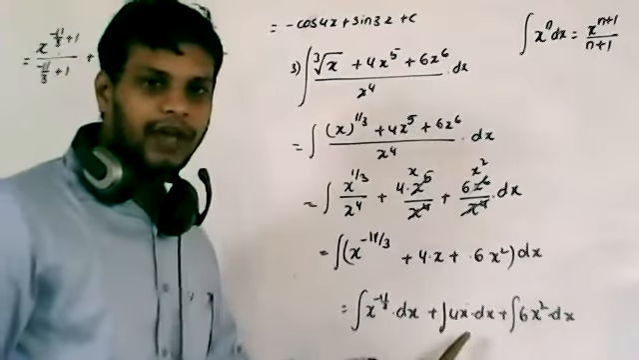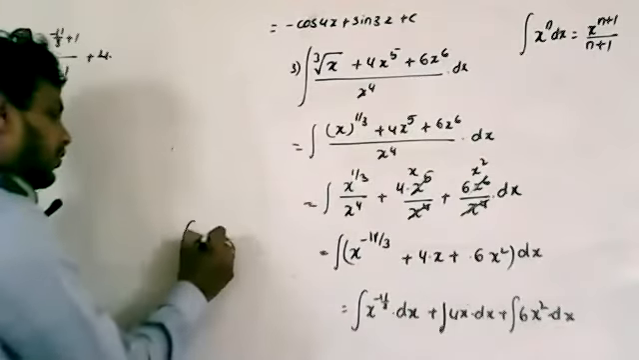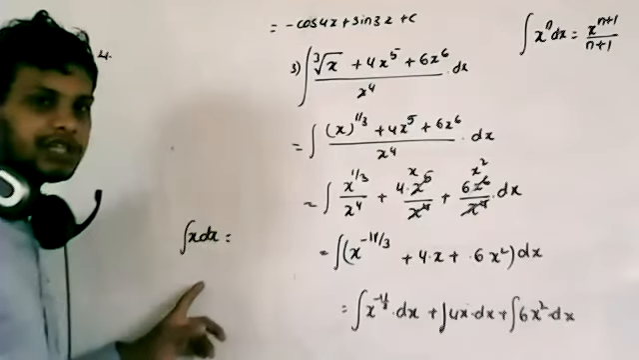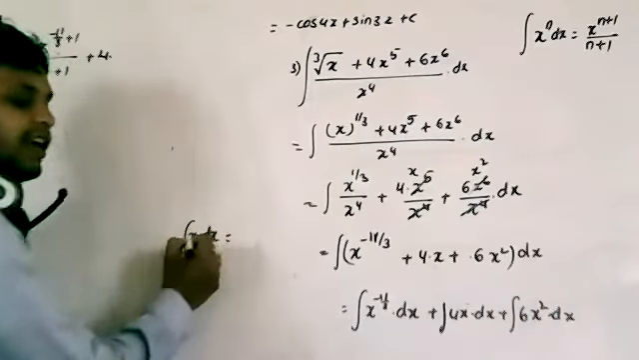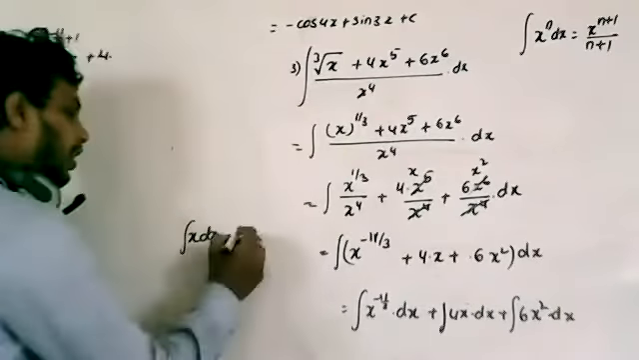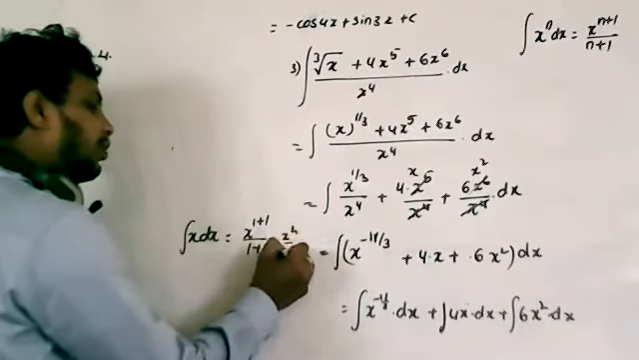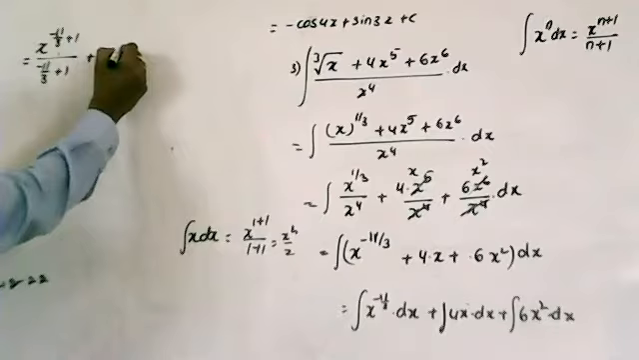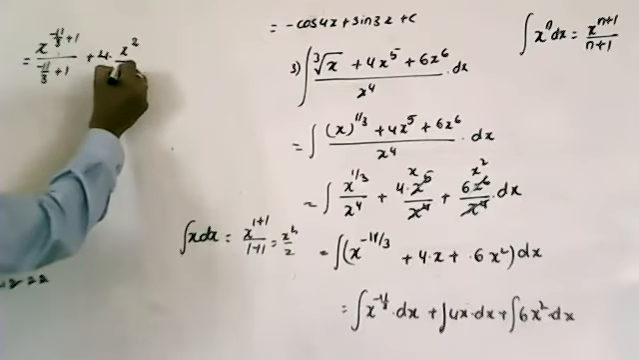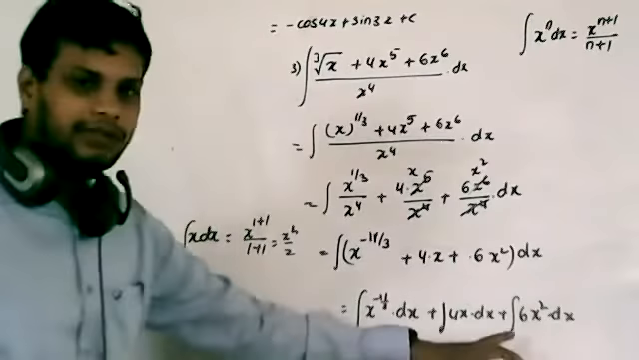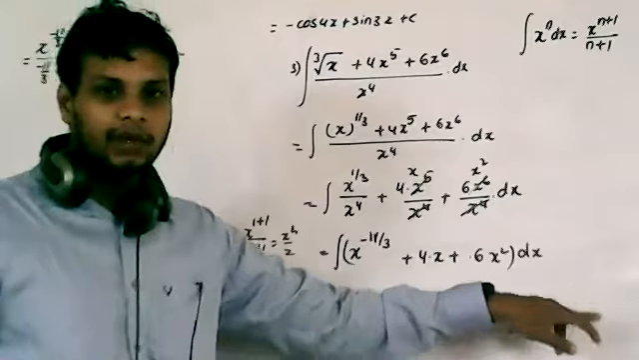So integration of x dx, clear? Now remember, in integration of x dx, the n value is 1. So if n value is 1, then x to the power of 1 plus 1 by 1 plus 1, that is x square by 2. Therefore, integration of x dx is x square by 2, and then the next term is 6 x cube by 3. Why?